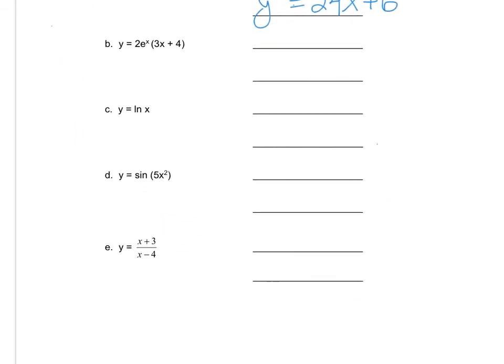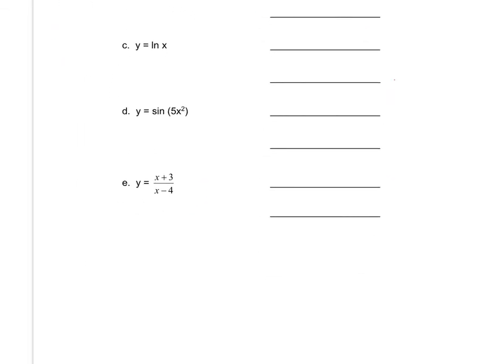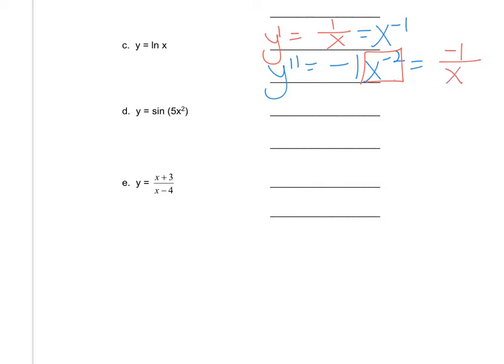Okay, so now for C, we've got ln of x. And if you look at your formula sheet, the first derivative is 1 over x. But to take the second derivative, we have to change that so the variable's not in the denominator. So I'm going to make it x to the negative 1. So our second derivative is negative 1 x to the negative 2. We don't like to leave a negative exponent, so just this term moves back to the denominator and the exponent becomes positive.